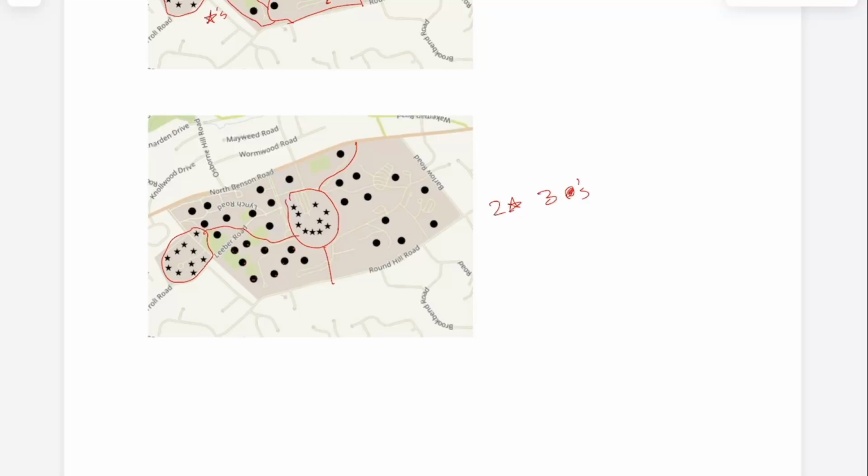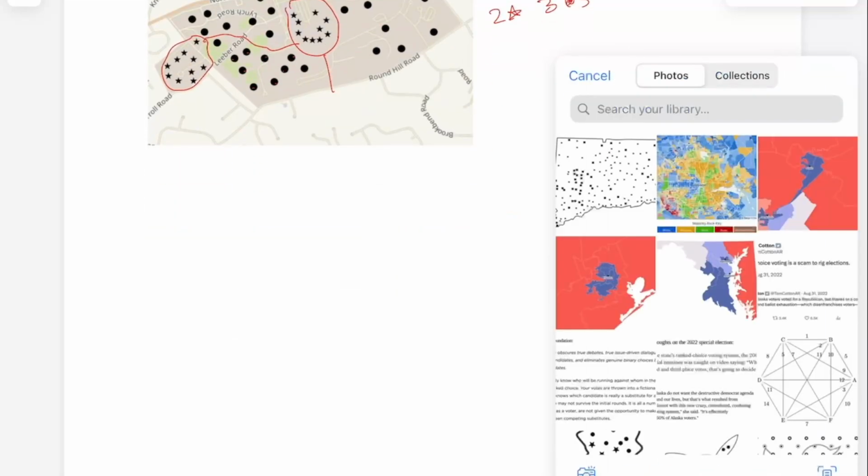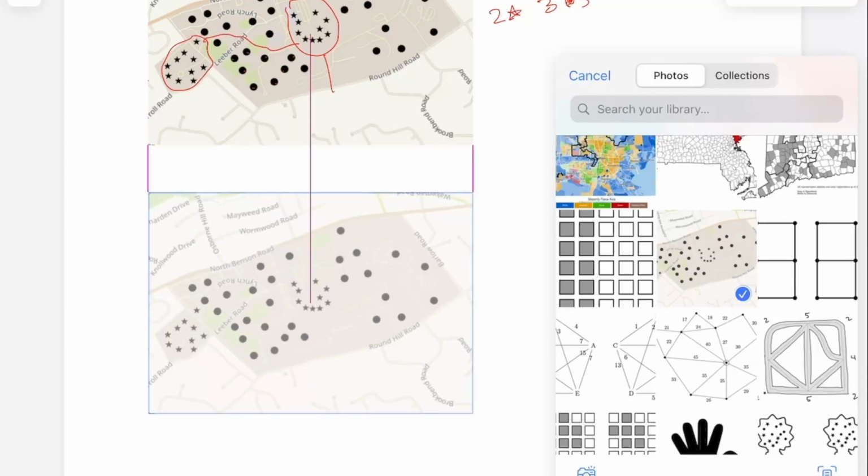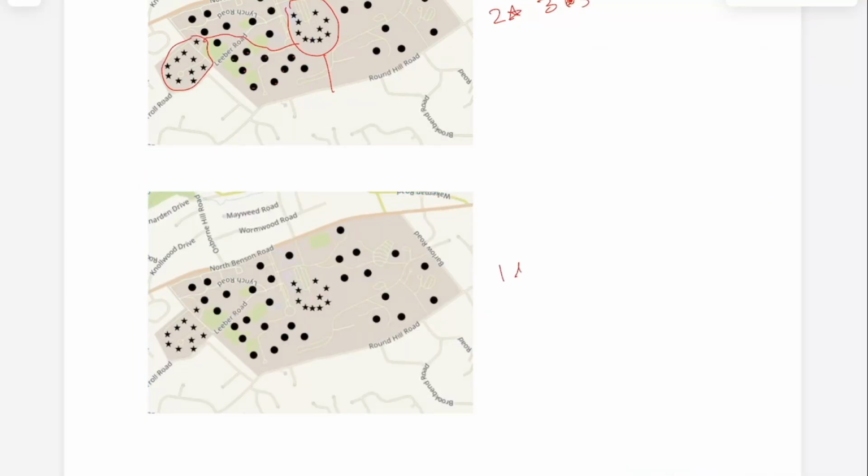All right, let's try 1 and 4. So 1 and 4 is a classic packing and cracking kind of strategy. 1 star, 4 circles. The strategy here is pack the 1 star and then crack the rest of the stars. So as I was walking around, I saw most people packed this one region over there. So that's one region that the stars win, and it's packed because they are all stars. It's not a mixture. It's all stars.